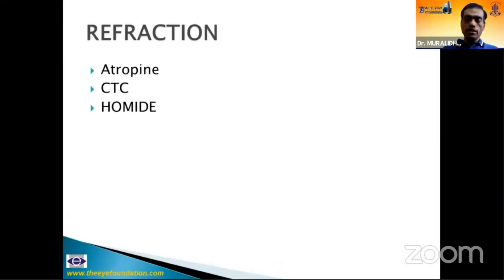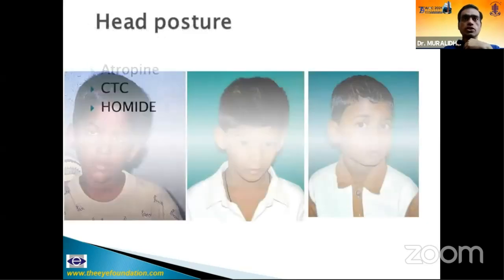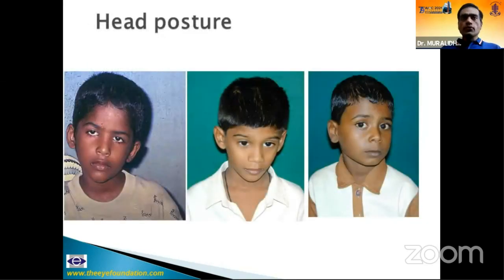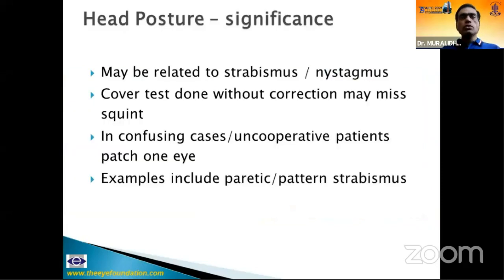So refraction can be done using atropine, cyclopentolate, or tropicamide. Atropine in less than 5 years, cyclopentolate in older children, and tropicamide in patients who have seizures or other neurological contraindications. Patients could come with a variety of head postures, and the head posture is brought out only when you ask the patient to look at a distance fixation target. So give the patient a distance fixation target. If you do the cover test without paying attention to the head posture, you may miss the strabismus.